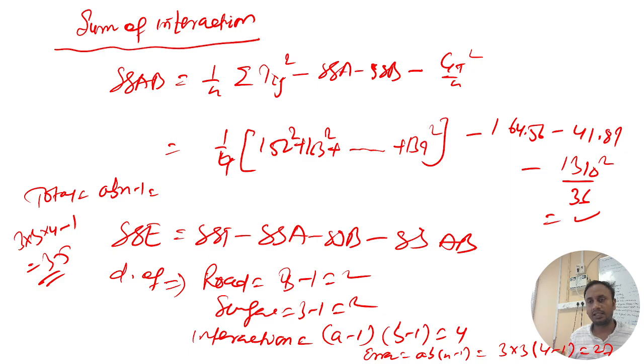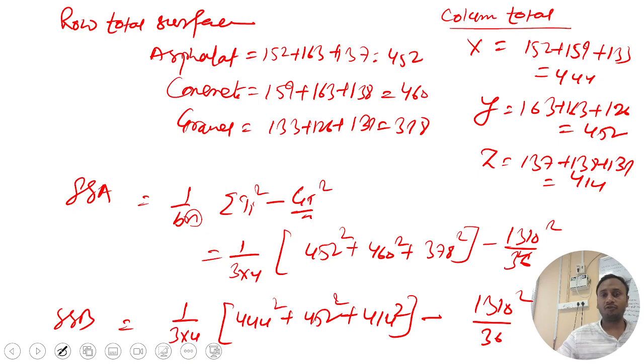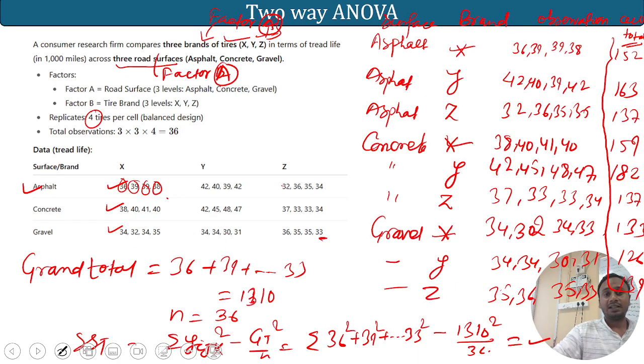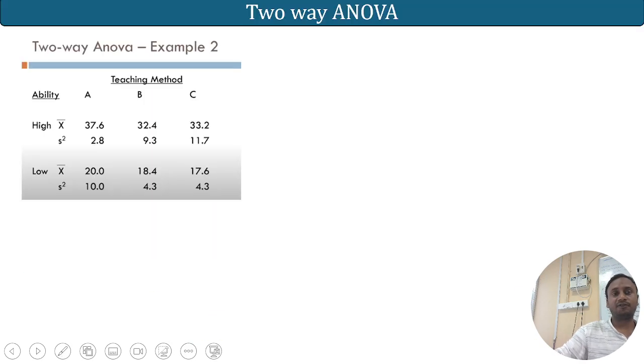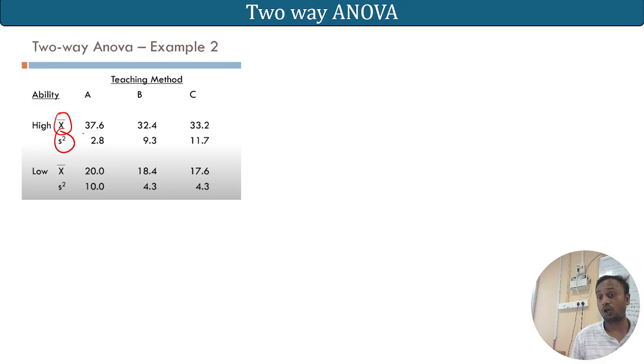Yes. I think it's clear. So we'll go to the next problem. We have a different set of problems. Now, what we were having was raw data. In a similar way, if instead of raw data they have given the x bar or variance, how will we approach the problem?